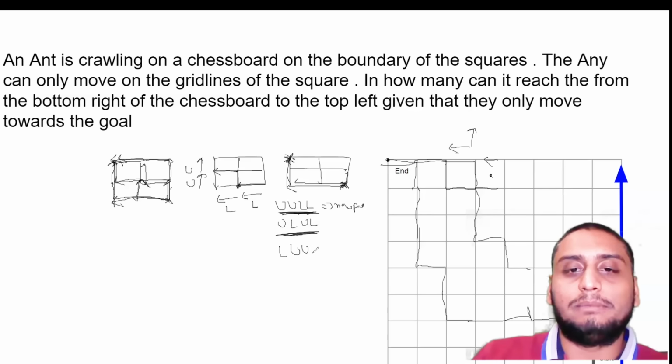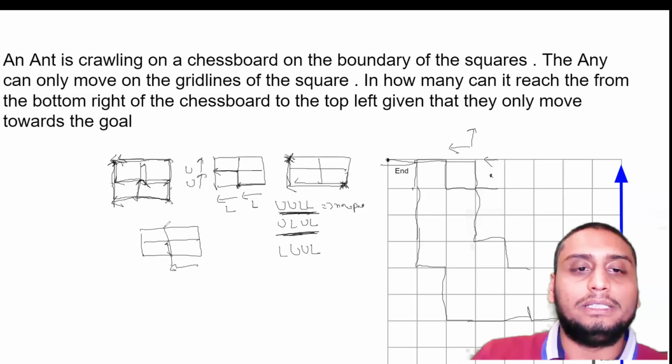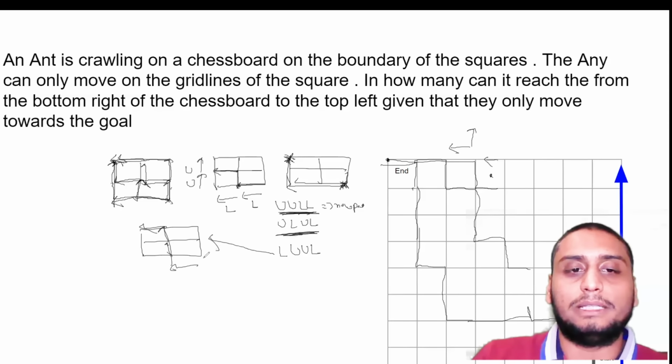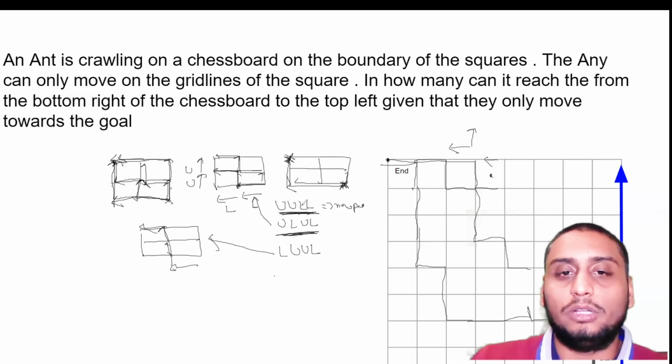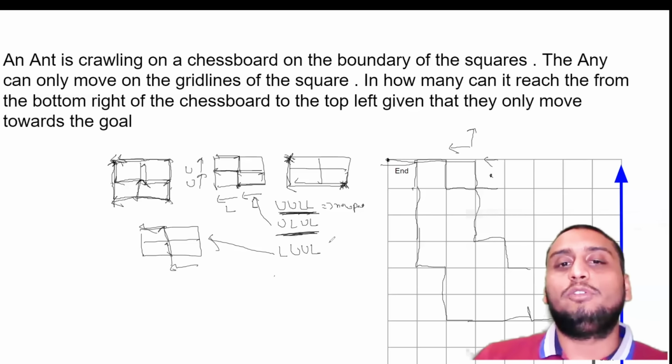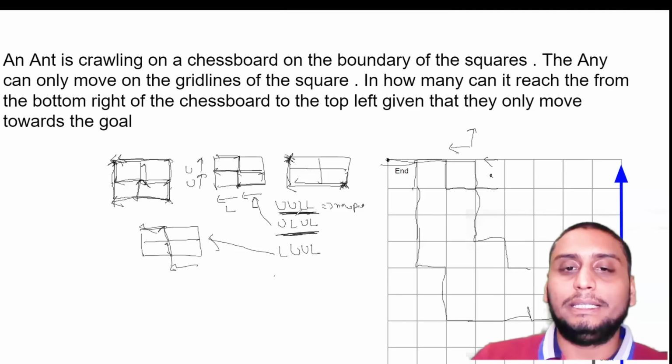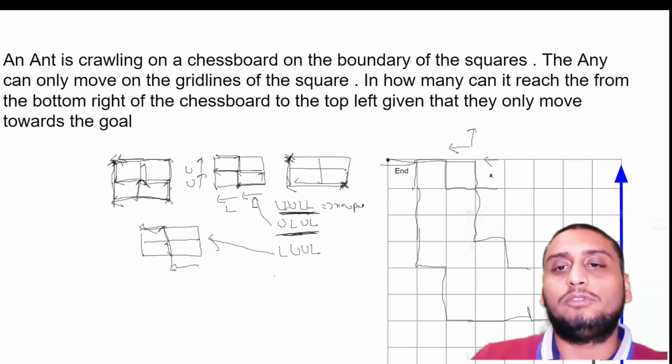Let's say I'm marking some more paths. So what would be LUUL? It would be first left, then up, then again up, then left. So this would translate to this path. This would translate to first up, then left, then up, then left. So all the paths that I'm writing down here, all the combinations of this would give you a different path. So basically, you have to find out the number of combinations possible for this.